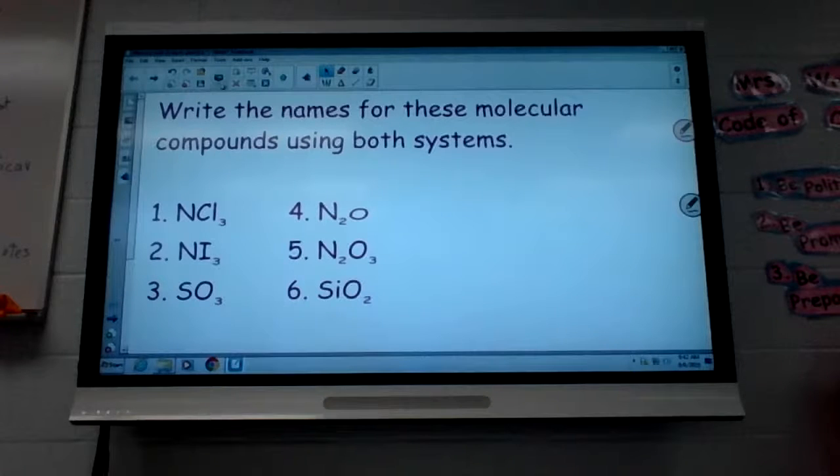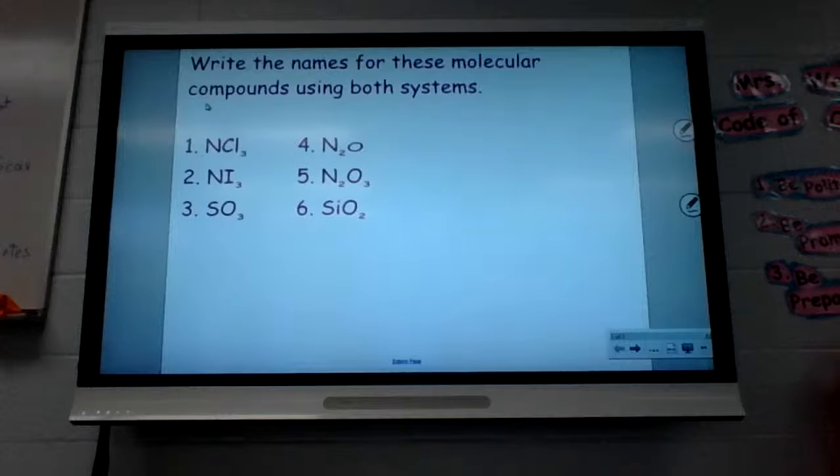All right, write the names of those in both systems. If you want, go through and do them all in stock, and then go back and do them all in old, or do them all in the old system and then go back and do them all in stock. If you're great with doing number 1 in old and stock, and then number 2 in old and stock, do it that way. Most people don't like that, but do whichever way you want. Using both systems, I want it in the stock system and the old system. So there are 2 answers for every one.